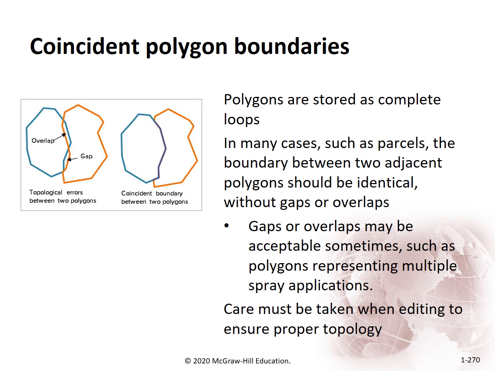Let me rewind that and try one more time. Coincident polygon boundaries. Polygons are stored as complete loops. Sometimes those loops share a border. That part of the border that is shared between the two polygons is coincident. And if you set it up to use map topology, when you edit polygon A, the coincident portion of that border that you move will move the coincident portion of polygon B.